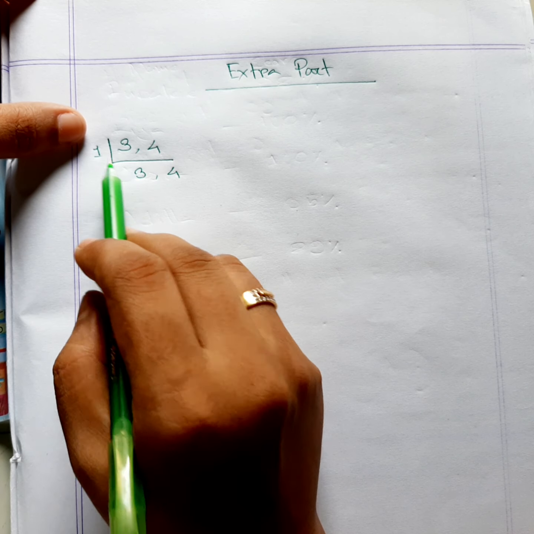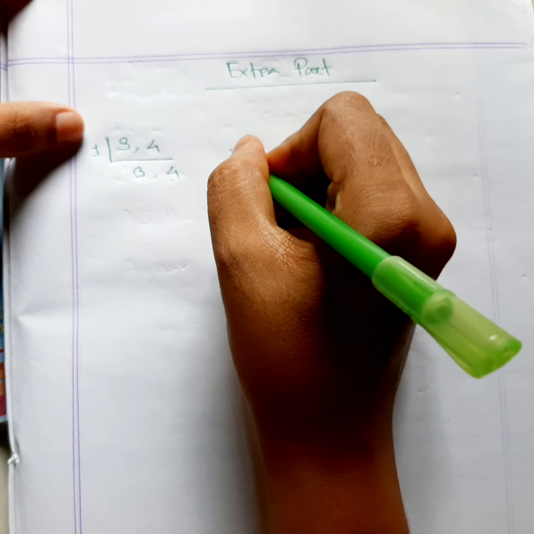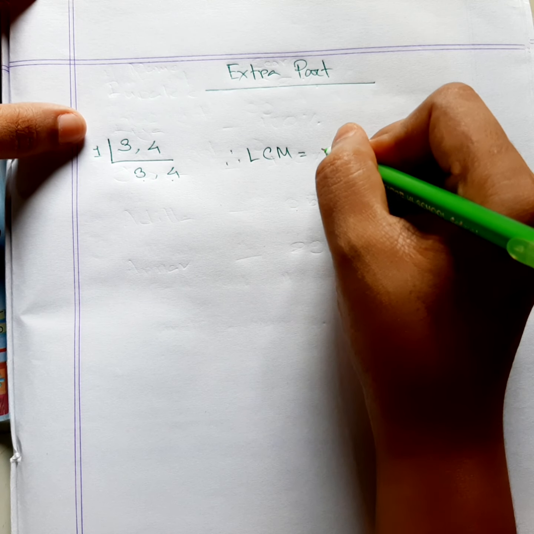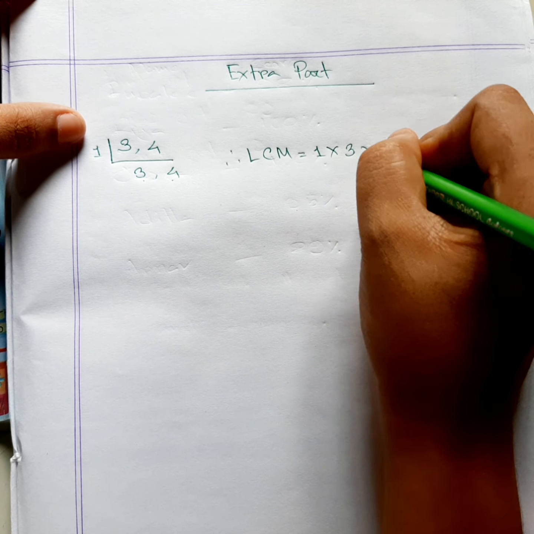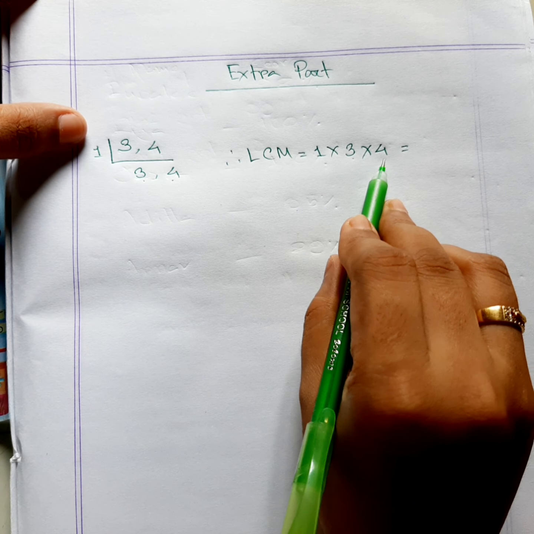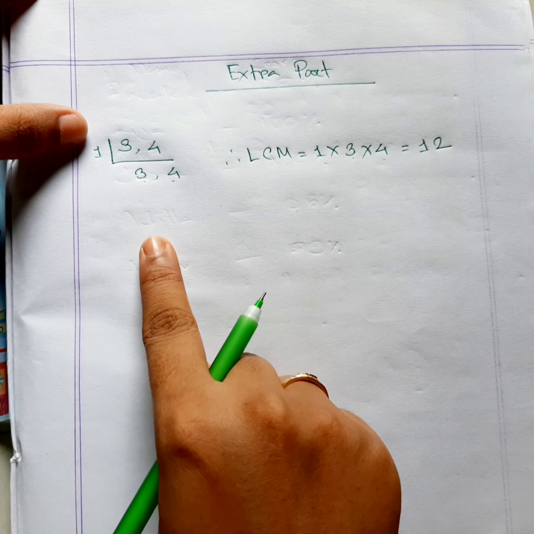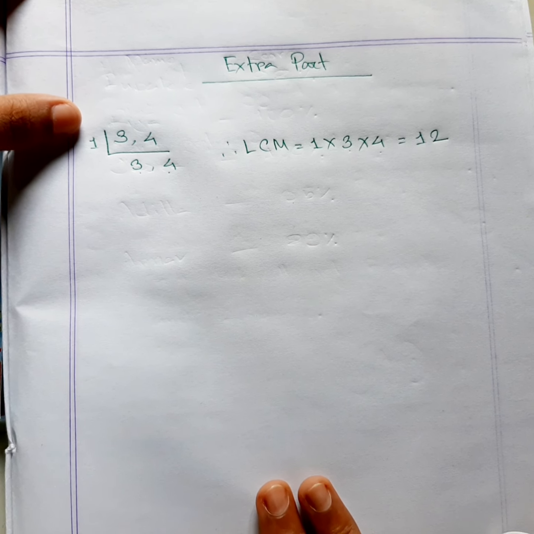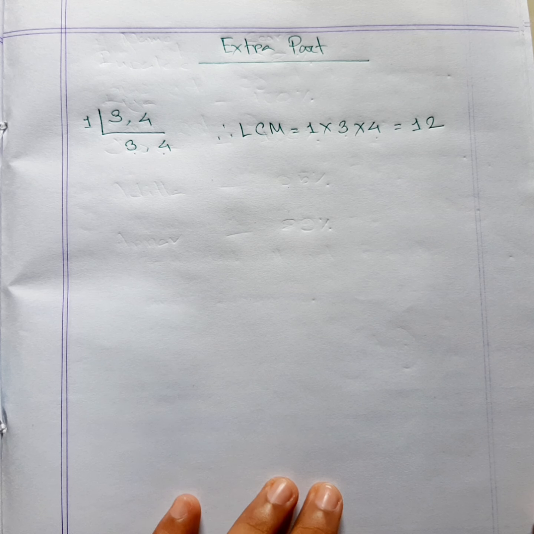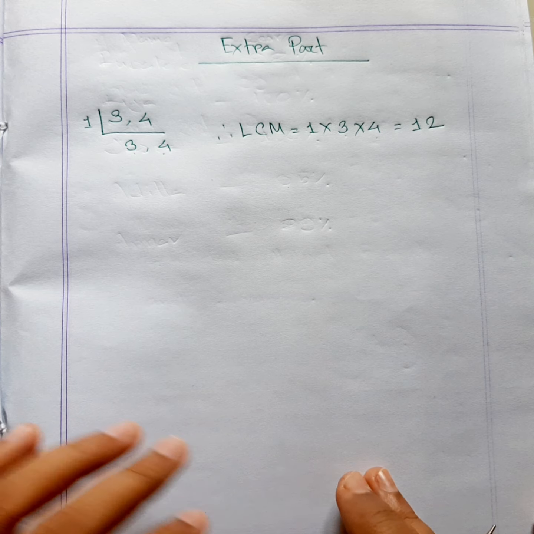If you divide 3 with 1, the answer is 3. If you divide 4 with 1, then the answer is 4. Your LCM will be there. For LCM, it is equal to 1 into 3 into 4. Then 1 into 3 is 3, and 3 4s are 12. Oh my god, so easy. See, you can do it that way also. It's a pretty easy way to do this kind of LCM math by yourself. It takes less time than the other procedure.